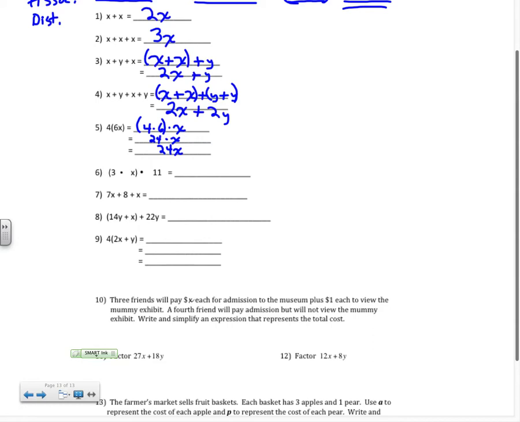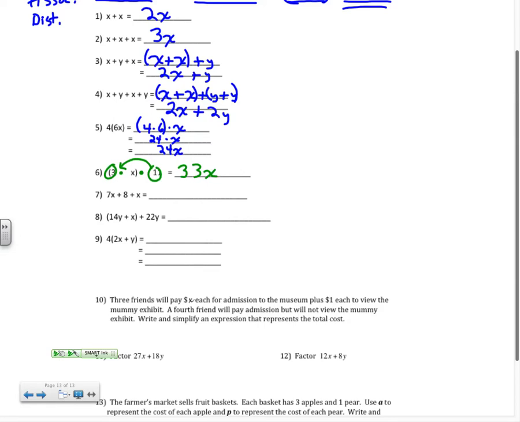Okay, so 3 times x times 11. What two terms are alike? 3 is a constant, 11 is a constant. That means 3 stays a 3, 11 stays 11. It's all multiplication. Pay attention to the signs. So if I were to move the 3 next to the 11 or the 11 next to the 3, I know 3 times 11 is 33. And I still have times x, so 33 times x is 33x.